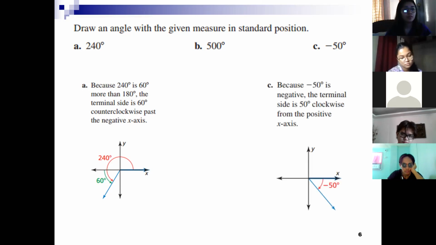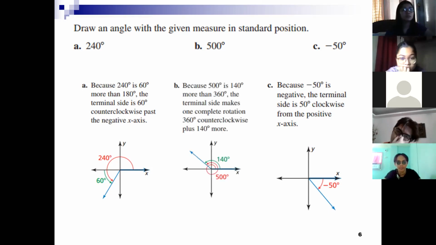Let's start with letter C. Negative 50 degrees is drawn from the positive abscissa in a clockwise direction. So there you have the negative 50 degrees. And for 500 degrees, class, since it's more than 360 degrees, we will have one complete revolution plus 140 degrees. Since one complete revolution is 360 degrees, subtract 500 by 360, you'll get 140 degrees more. So the red line shows the 500 degrees, while the 140 shows a coterminal angle to 500 degrees.